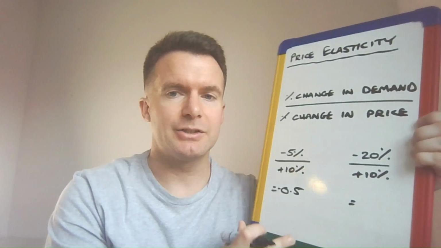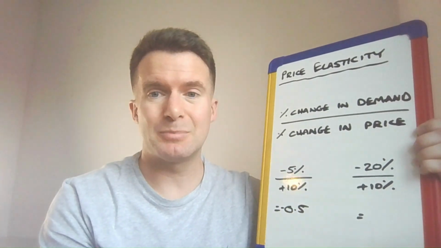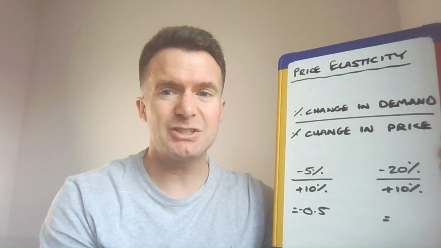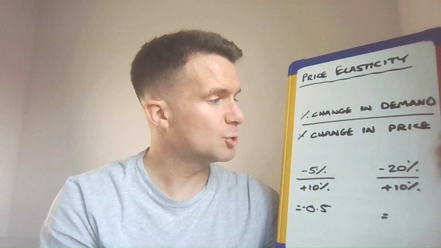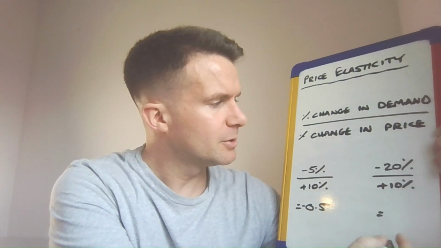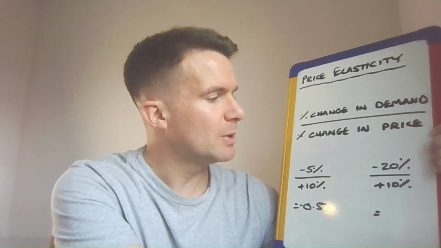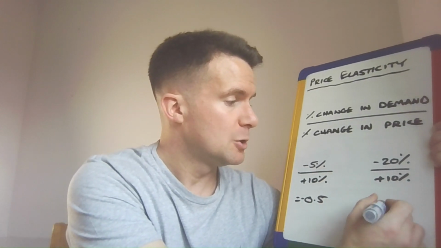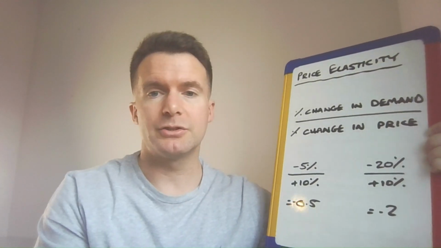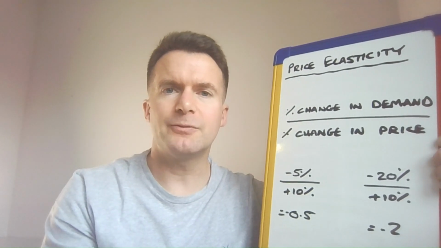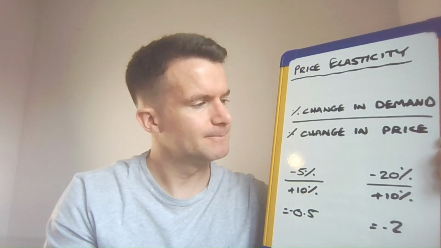Conversely, in this case, we've increased the price by 10% and we've actually seen a subsequent decrease in demand of 20%. Let's do the calculation again. Minus 20 divided by plus 10 will give us an answer of minus 2. Now, what do these figures actually mean in practice?